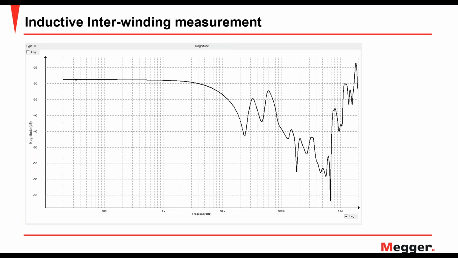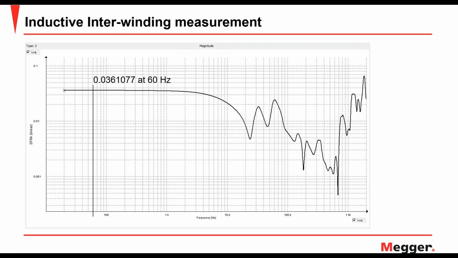Now this is the same plot blown up. Again, in this case, we are looking at the magnitude in terms of decibels. And we are looking at the transfer function, which is the ratio of the output to the input signal. The output signal is the voltage that appears across the low voltage winding. The input signal is the voltage that appears across the high voltage winding. So we are essentially looking at the ratio between the low voltage winding and the high voltage winding.